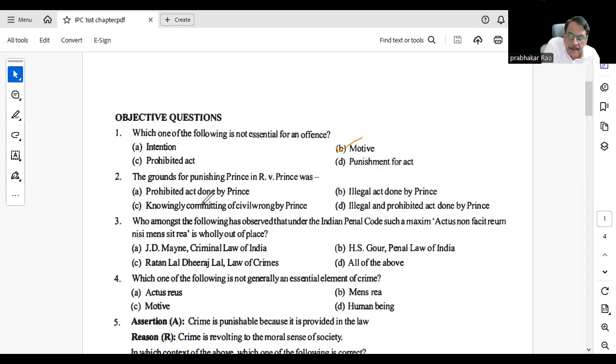But here, the answer is not only a prohibited act done by Prince, not just an illegal act done by Prince, not knowingly committing a civil wrong by Prince, but the answer is illegal and prohibited act done by Prince. This is important. This is the answer for this question. The reason behind this is the two qualifying things: the act done by Prince is illegal, as well as prohibited by law, because the law doesn't permit any person to take away any minor from the lawful custody of her guardian. Here Prince has committed that wrong even though he had no malicious intention.